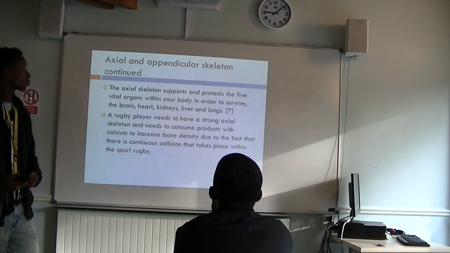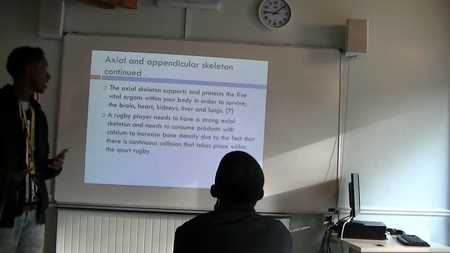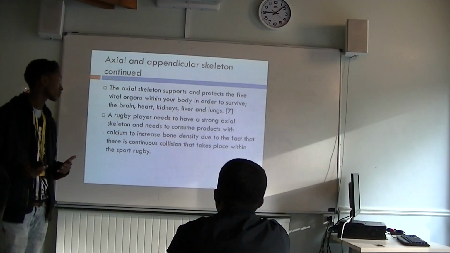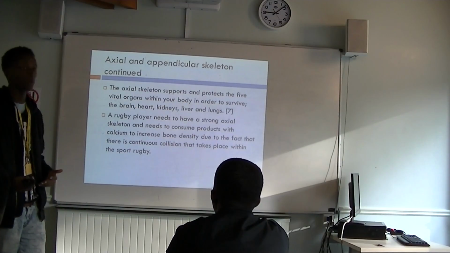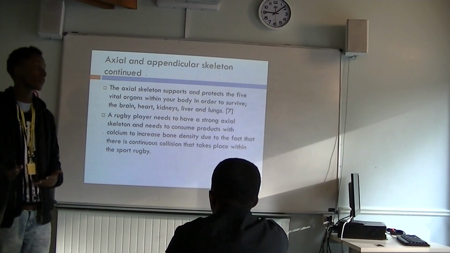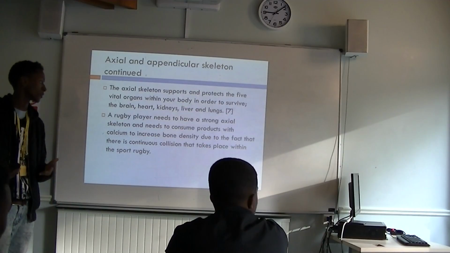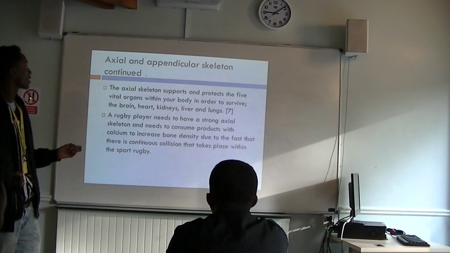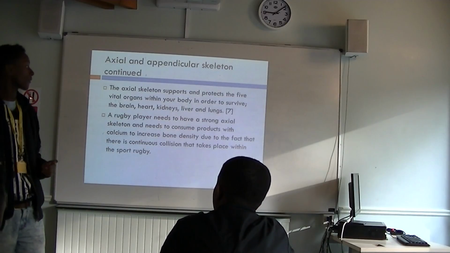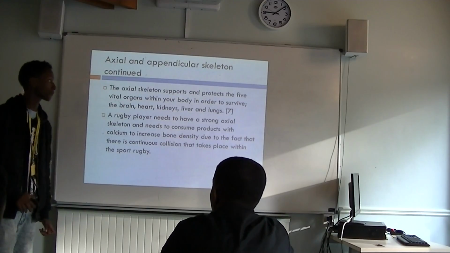This axial skeleton supports and protects the 5 vital organs. This includes your brain, heart, kidneys, liver and lungs. A rugby player needs to have a strong axial skeleton and needs to consume products with calcium to increase bone density, and in the same way they need to exercise a lot. This will increase their bone density, as there is continuous collision within the sport. If one of the axial bones breaks, it could affect your vital organs, which could lead to death.